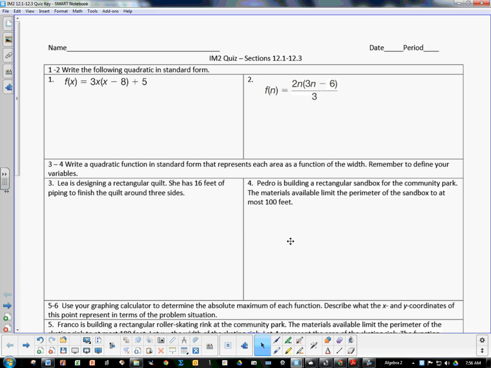So this is the Integrated Math 2 formative quiz, okay? Giving you information on what you know and what you do not know. Very important topic, quadratics, sections 12.1 to 12.3. Yes? No. Number 1.